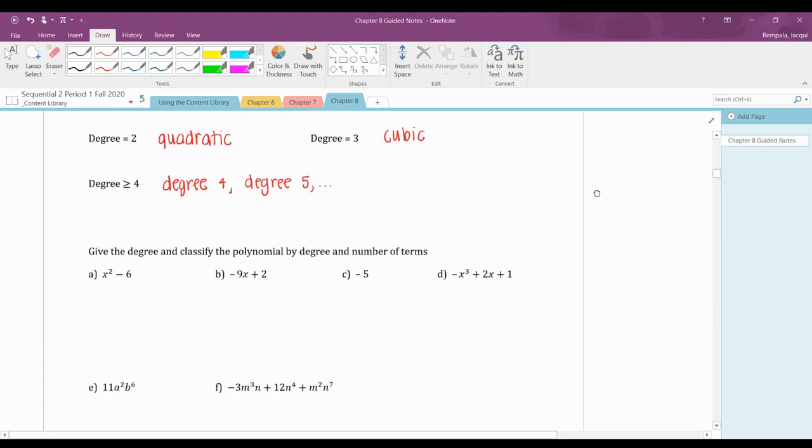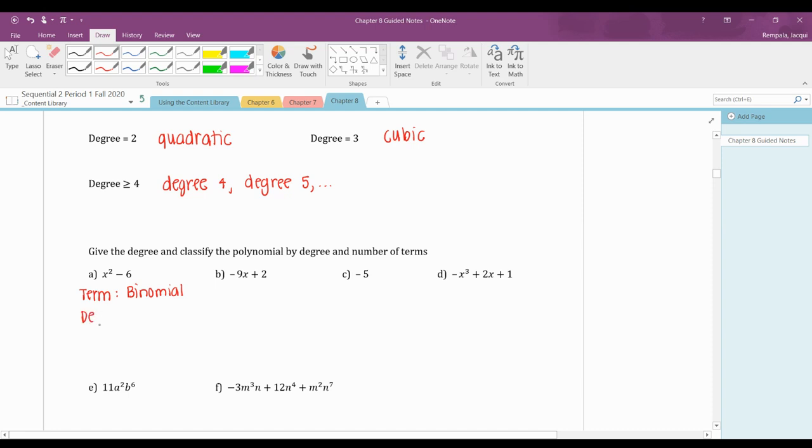All right, so we're going to give the degree and we're going to classify the polynomial. So we're going to do it by both degree and the number of terms. So in part A, I see x squared minus 6. X squared and a 6, those are 2 different terms. I cannot combine them. So as far as what my terms are, I see 2 different terms. That would be a binomial. Like a bicycle has 2 wheels, well, 2 different terms is a binomial.